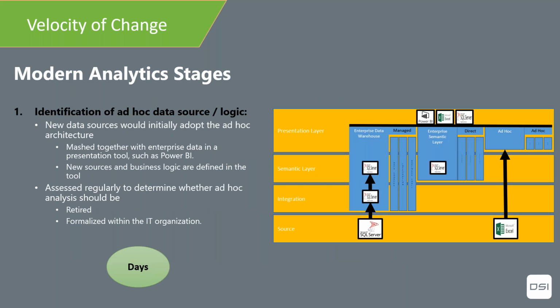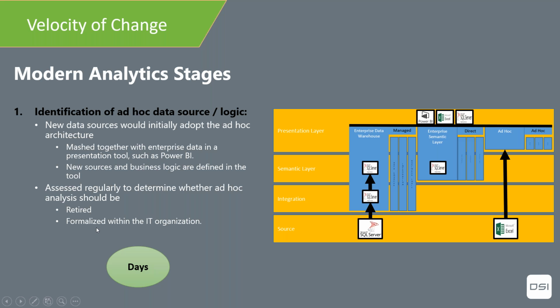So when you identify a new data source, the new data source initially adopts the ad hoc structure. So whether mashing together with enterprise data in a tool such as Power BI, with the new data sources, that's all done by the business typically. So the business or IT can do it, but typically that occurs within the business. And so what you see here on this new Excel file, we brought this into ad hoc, we've mashed it together with some enterprise data, and we've created some sort of ad hoc analysis up in this area. Define your own business logic, integration logic up here.